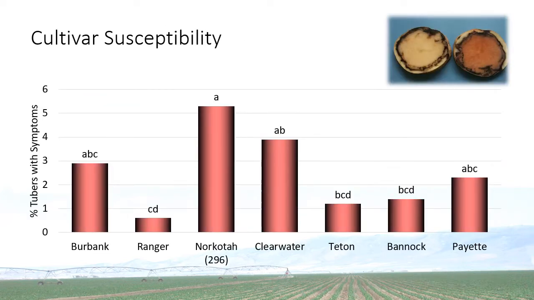Cultivar susceptibility is also something that growers do have some ability to change. We know that Nordonna is highly susceptible, as shown in here. This is natural infection in the field, and what was a close second was Clearwater. Now, statistically speaking, Burbank and Payette were also similar to those, but Nordonna and Clearwater have kind of raised near the top of those varieties that we usually use in southern Idaho, which are susceptible. Teton and Bannock, along with Ranger, are more resistant, and so at least they showed less disease under similar growing situations.